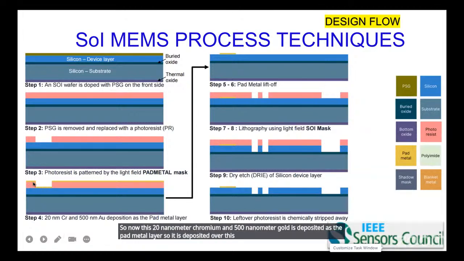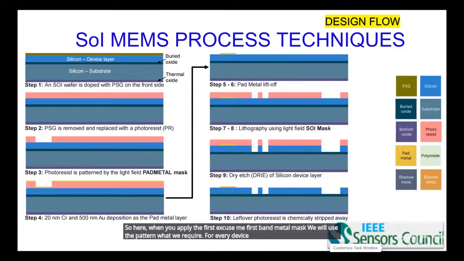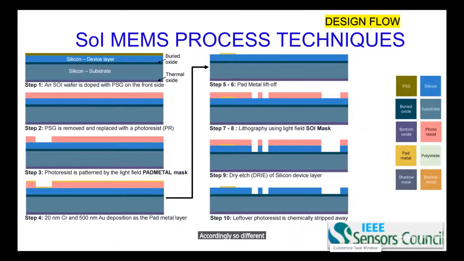As you can see, it is deposited entirely in all the places where it comes inside, because we have created a pattern here using a pad metal mask. So when you apply the first pad metal mask, we will use the pattern that we require. For every device, the procedure and the recipe are the same, and only the pattern of the device or pattern of the mask will vary accordingly. So different designs will have different patterns and different requirements.